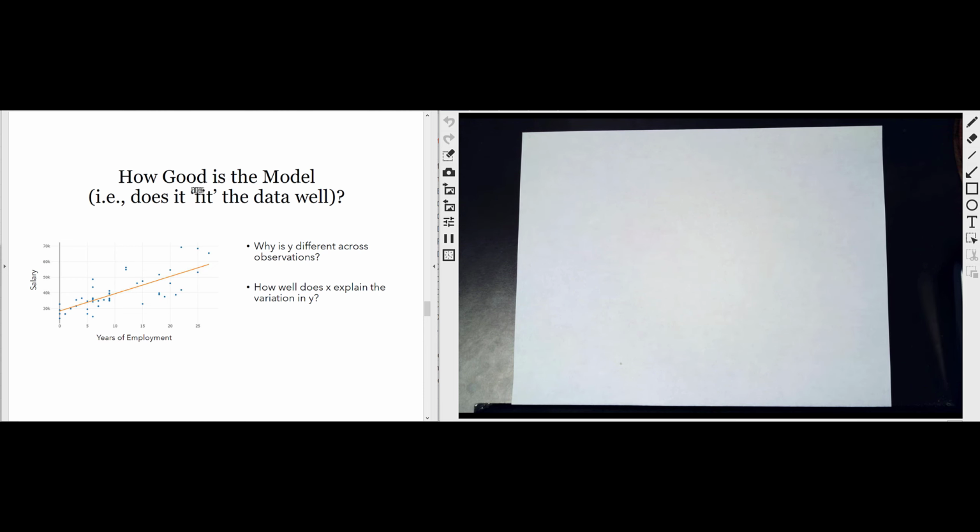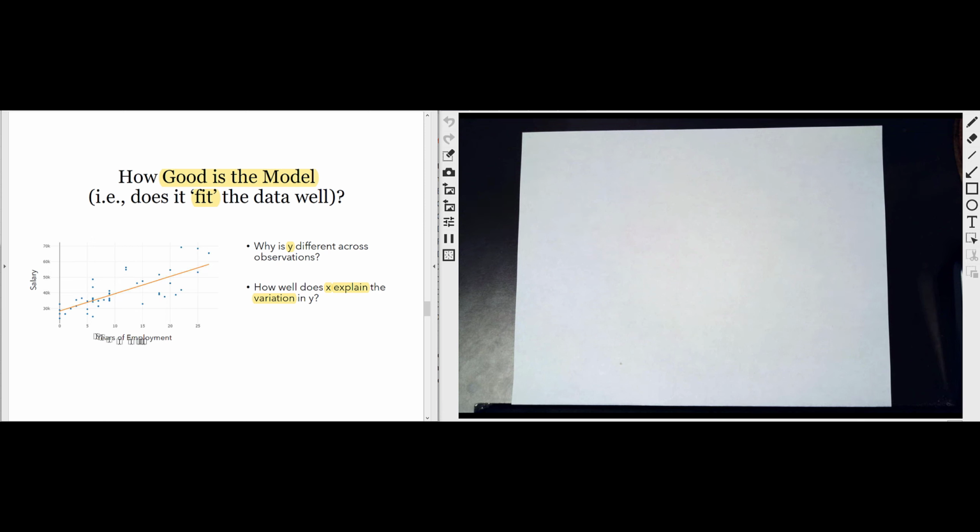Okay, well now we're going to ask a slightly subjective question. How good is the model? How well does the model fit the data? We see that the y values, the dependent variables, differ across different observations. And we wonder, in general, how well does x explain or determine the variation in the y.